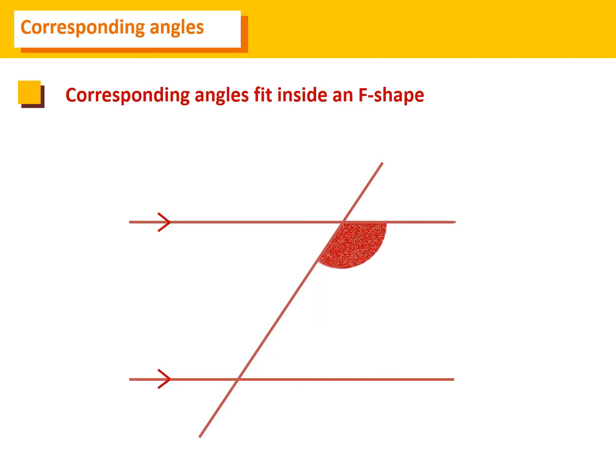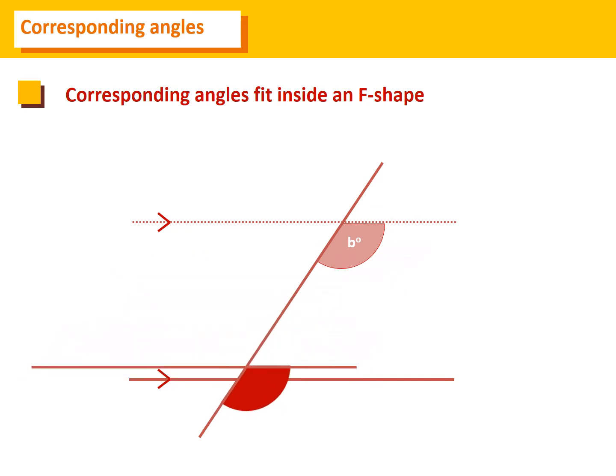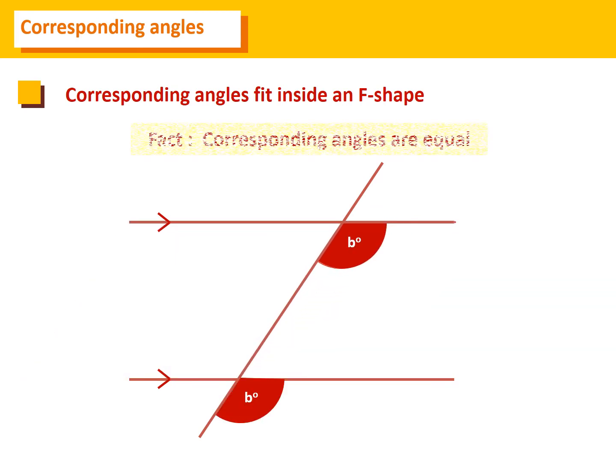In this diagram, we're going to start off with a different angle. It's inside the parallel lines still. And if we slide the parallel line down the transversal, we can see where that angle is going to end up. And consequently, we can see that that angle will also be angle B. And once again, we can see that F shape inside which corresponding angles fit.